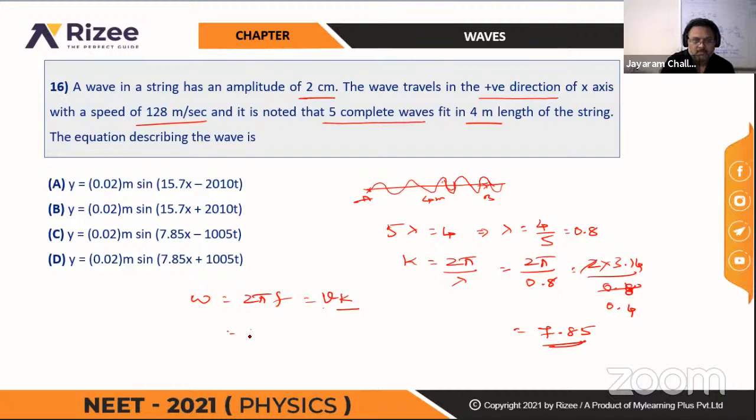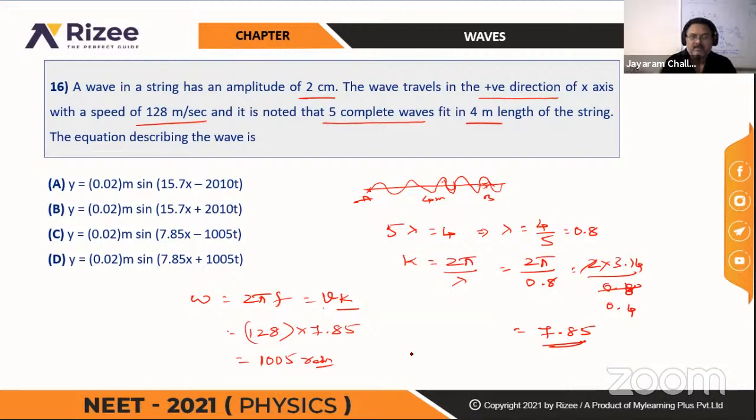So it will be 128 meter per second into 7.85. So 125 into 8 times is nearly 1000. So you should be getting a value near 1000. So it is 1005 radians per second. You can go for it.